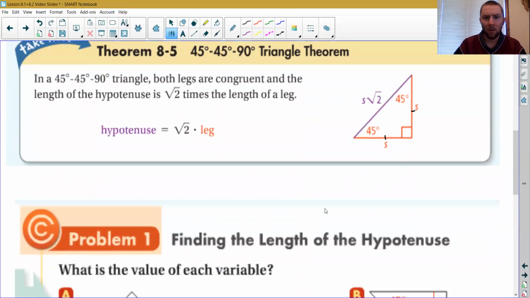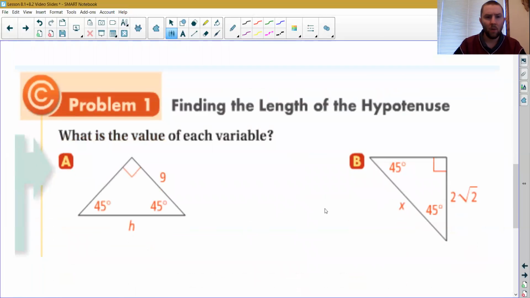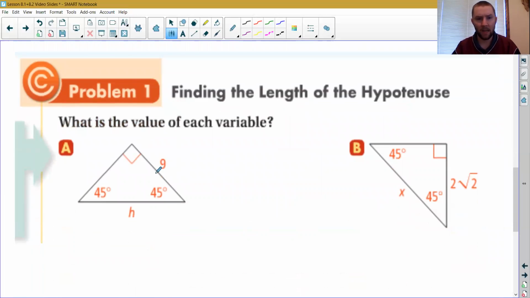So, you know, we looked at an example just like this a second ago. Here we're given a 45-45-90 triangle and we're told the length of this leg is 9. That means that h, the hypotenuse length, must be 9 radical 2. Okay?